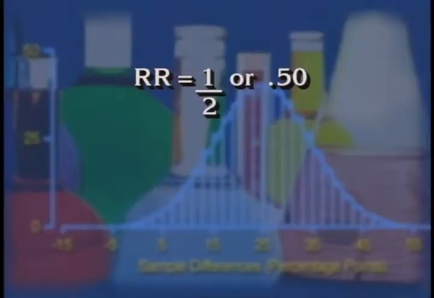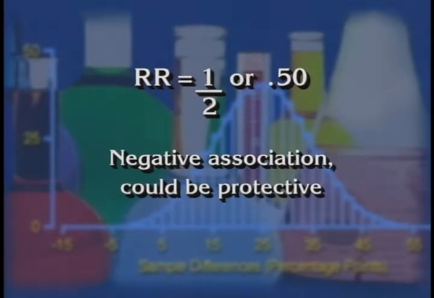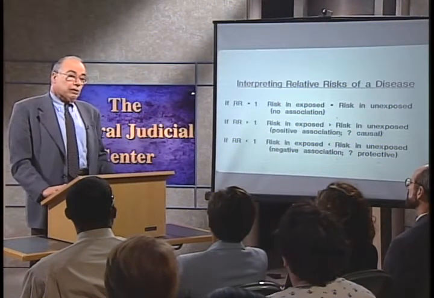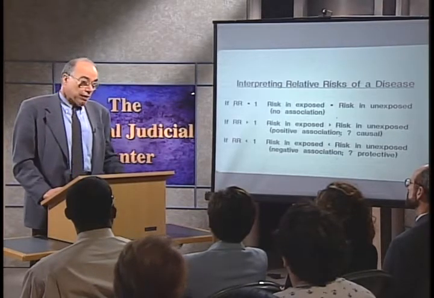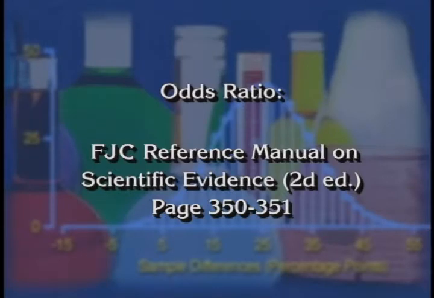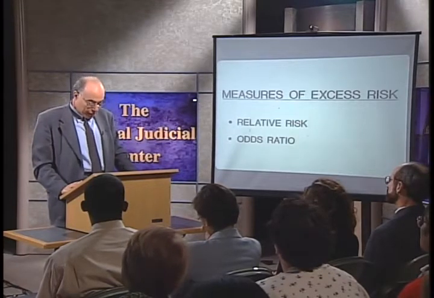If the relative risk is less than one, the risk in exposed people is less than the risk in unexposed. The numerator is smaller than the denominator. This is a negative association and could be protective. For example, if we have an effective vaccine, we would expect to see a relative risk less than one because people who had been exposed to the vaccine would subsequently develop less disease than would people who had not been vaccinated. Another measure of excess risk is the odds ratio. And this is again discussed in some detail in the reference manual. Suffice to say that for general purposes, you can interpret the odds ratio just the way you would interpret a relative risk. The odds ratio is most commonly used in a case control study.